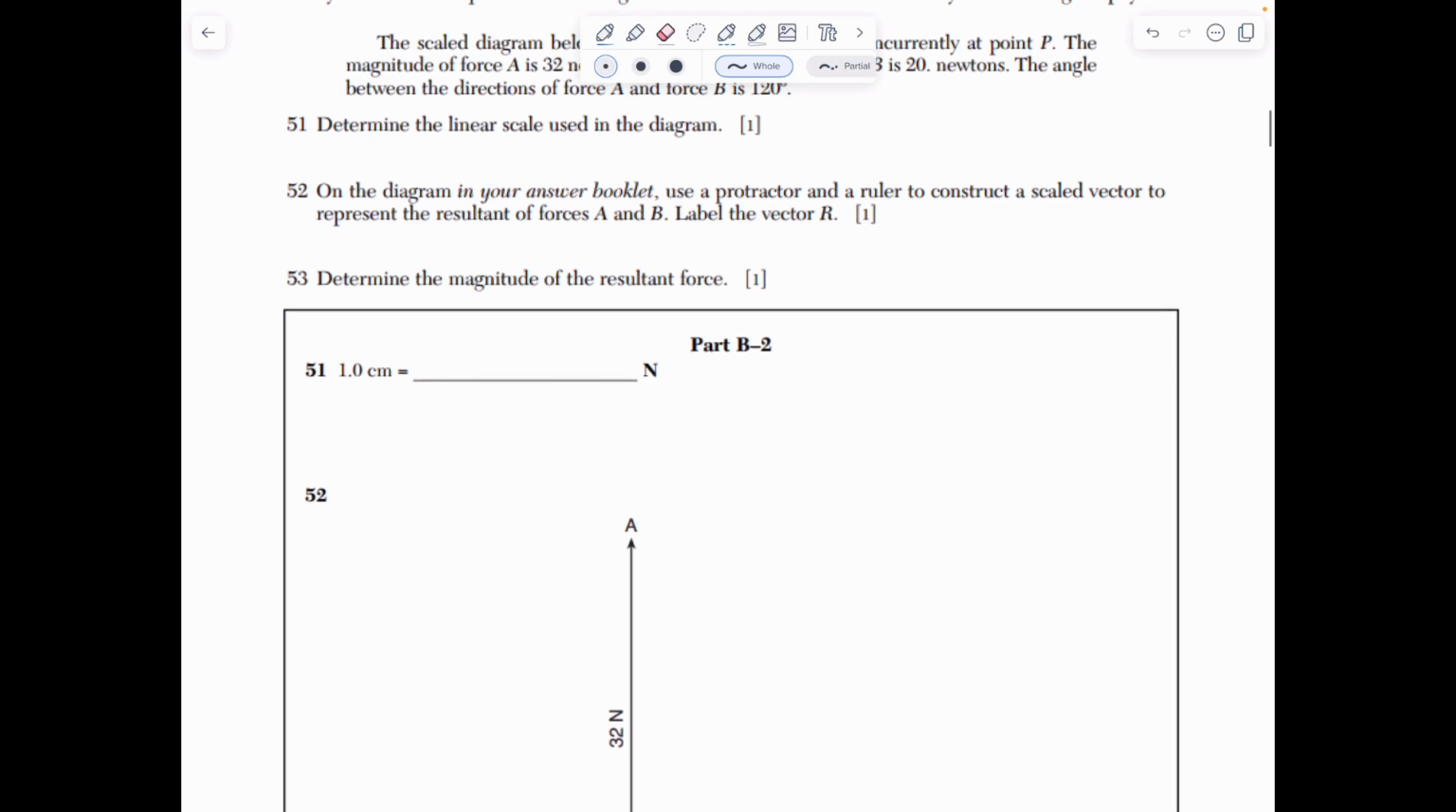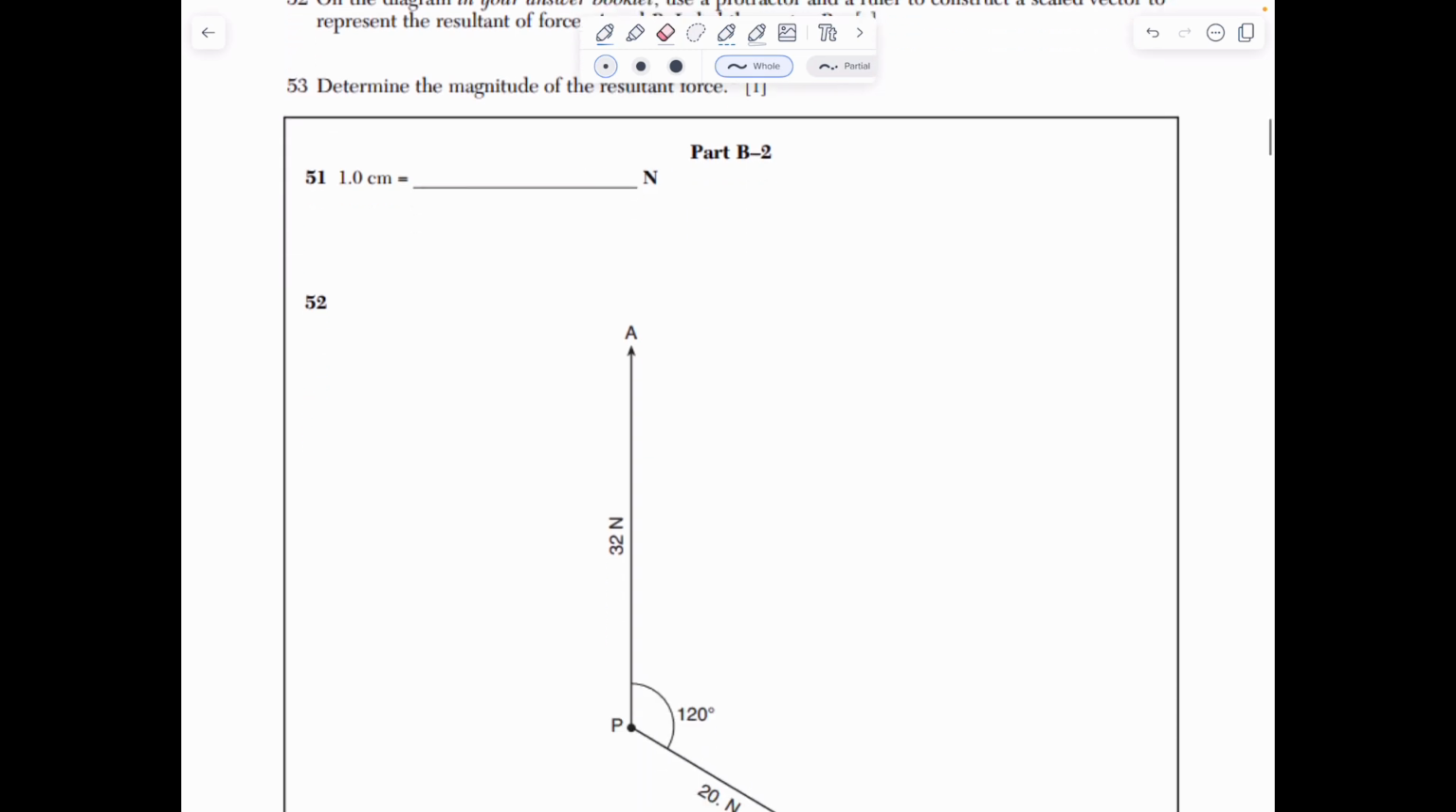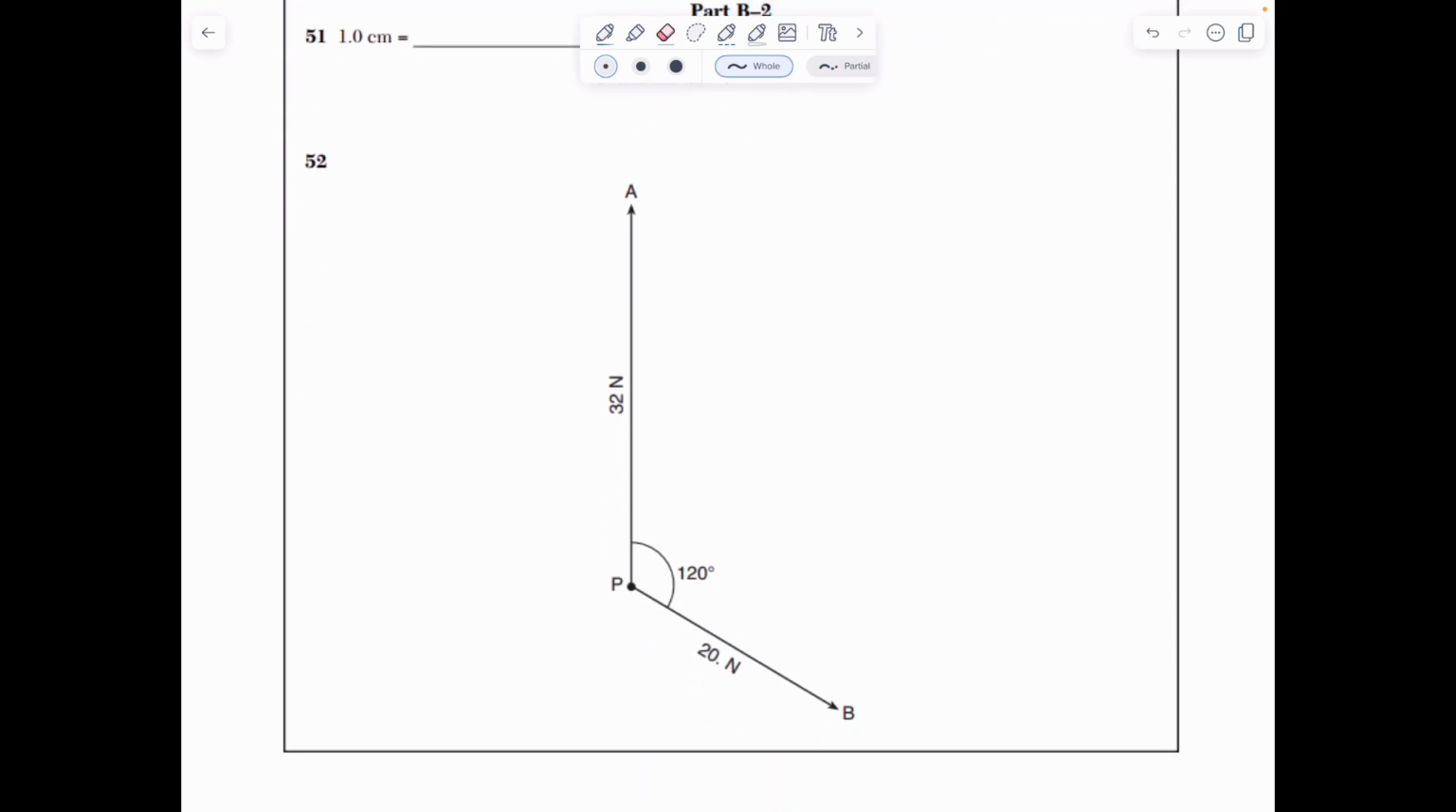Okay. Determine the linear scale used in the diagram. If we go down to the diagram, to find our scale, we want to know what 1 centimeter equals. So we have to figure out the length of these. We'll use our ruler, measure from the very tip of one of the vectors to the tail of it. And if you measured this vector, you would get that it is 8 centimeters long. If you measured the 20 Newton force, you would get that it is 5 centimeters long. In both of those cases, hopefully you can just do this with a little bit of mental math, especially the 20 newtons at 5 centimeters.